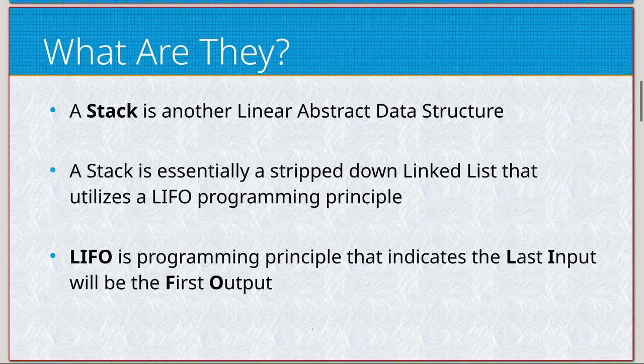So, what are they? Just like a linked list, it is a linear abstract data structure. So essentially, your memory goes in one way and should come out the exact same way. So it's a linear way. These are going to be a single direction as opposed to a linked list, which can be multi-directional. And it is going to be more restricted than just a singly linked list because we are going to apply a LIFO programming principle to it, which is last in, first out.